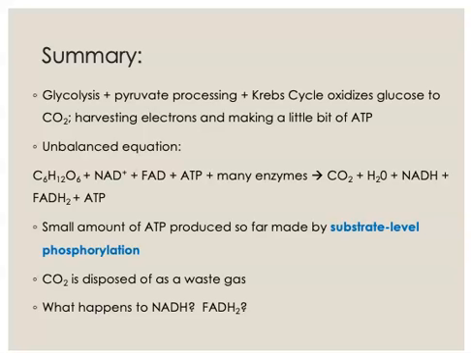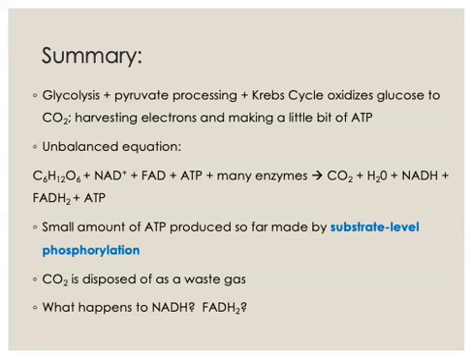Let's take a minute and summarize what we've talked about so far. Glycolysis and pyruvate processing and the Krebs cycle are going to oxidize glucose to carbon dioxide. We're going to break glucose apart. We're going to catabolize glucose. And when we break the bonds, we're going to release the electrons that are in those bonds.